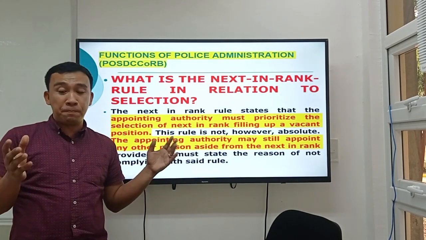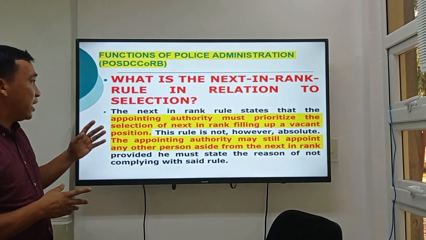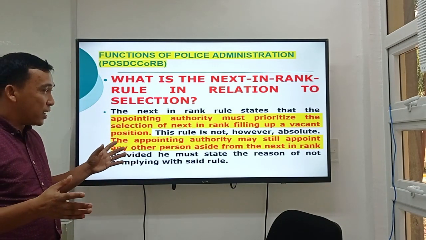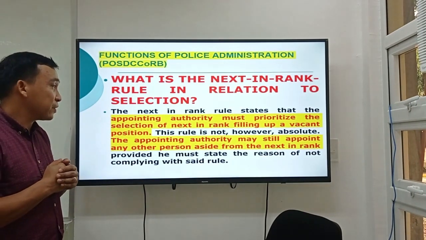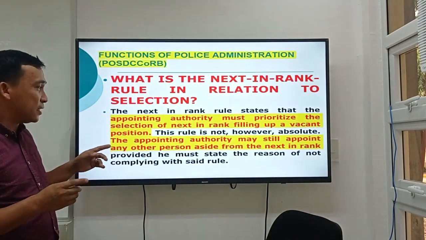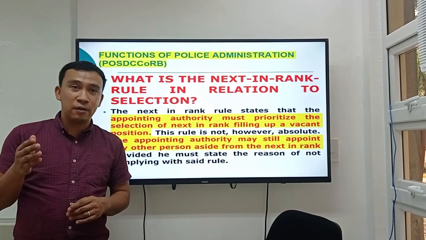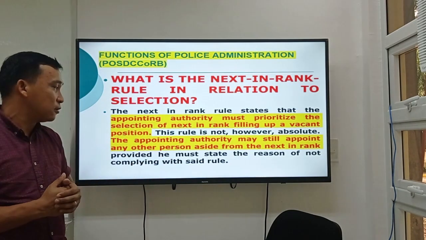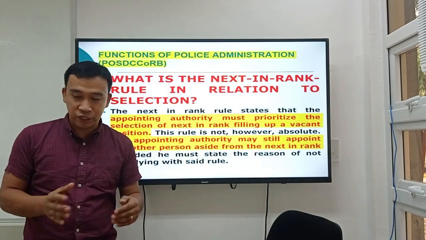Okay? Yan po ang principle ng next in rank rule in relation to selection. Bagamat ang dapat na mauna ay yung mga seniors, but hindi sa lahat ng pagkakataon ito ay nasusunod, but ito ay still upon the discretion of the appointing authority, provided that they must state the reason of not complying with said rule. Okay, so yun yung justification.